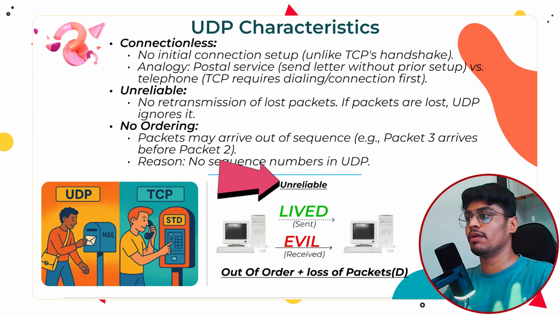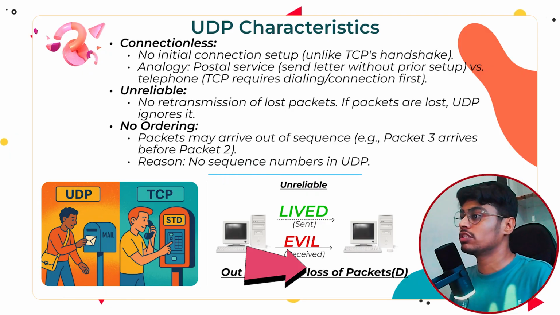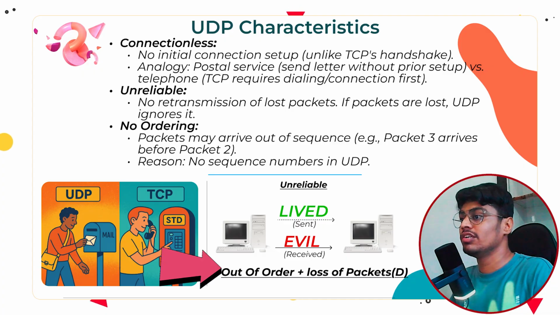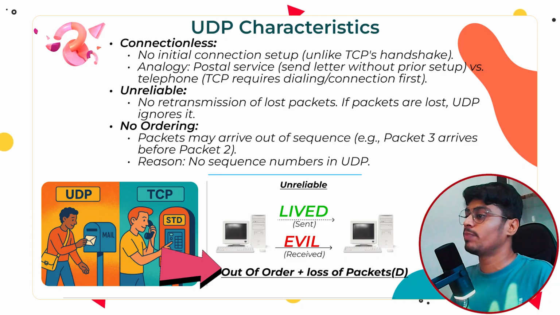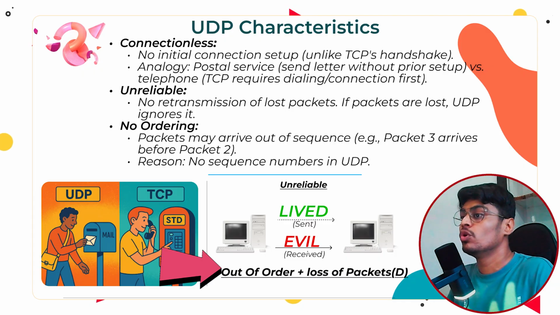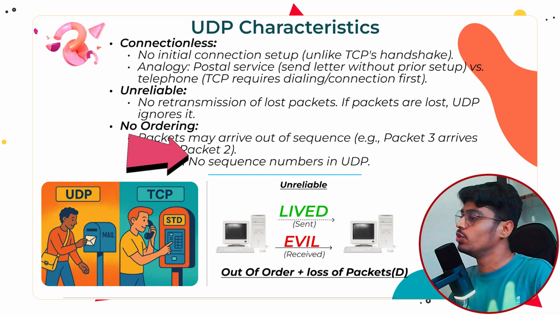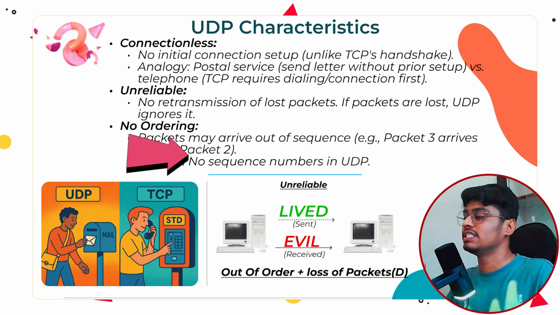UDP is unreliable. We have read that TCP is reliable, but UDP is unreliable. Due to this characteristic, if I am sending some packets and 1 or 2 packets get lost, UDP doesn't care about that loss, so it is unreliable. UDP also has no ordering. If I'm sending packets 1, 2, 3, 4, it may happen that I first receive packet 3, then packet 4, then packet 2. Why? Because there is no sequence number. We are not using any sequence number in UDP, but in TCP we have used a sequence number.